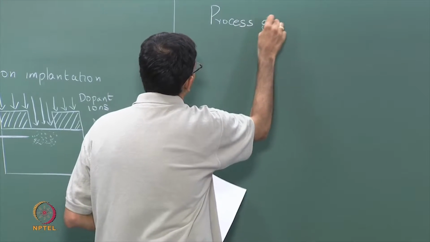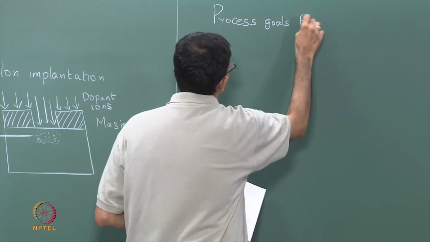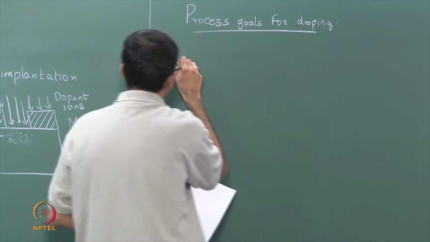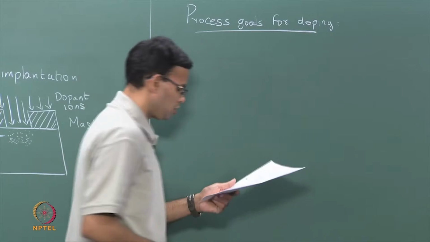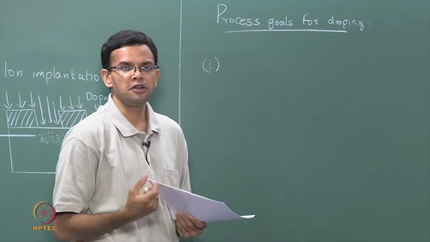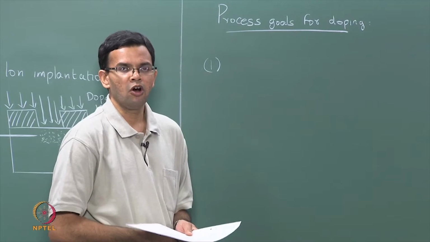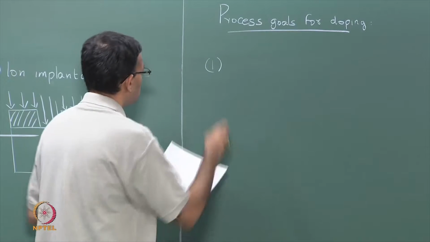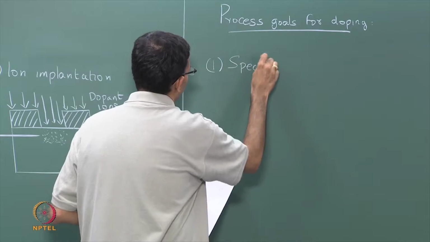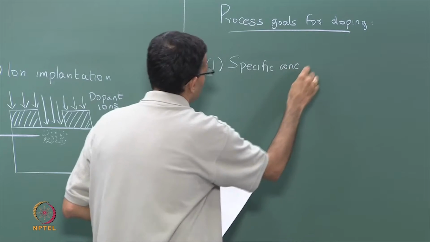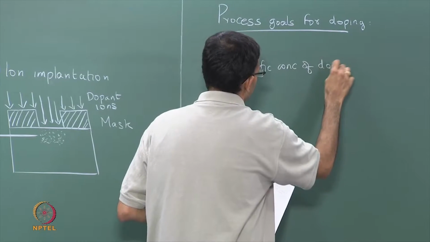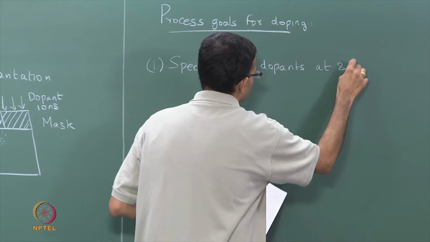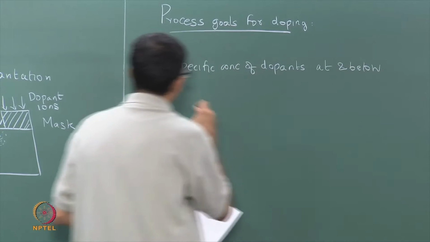So we can define some process goals for doping. So the first goal is you should be able to create a specific concentration of your dopant atoms at the surface and also below the wafer surface. So we need a specific concentration of dopants at and below the surface.